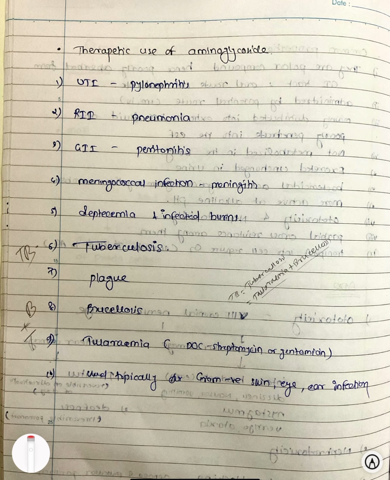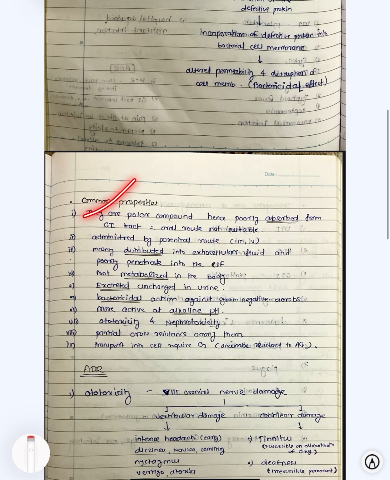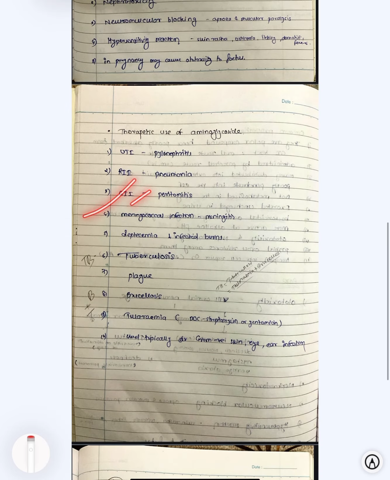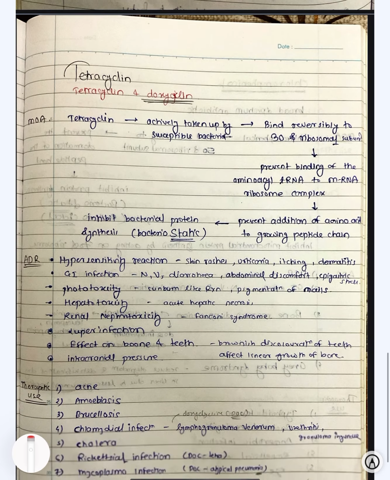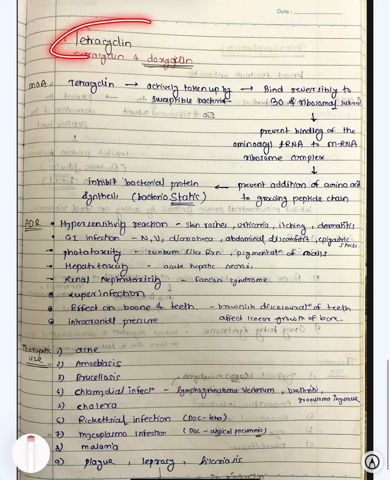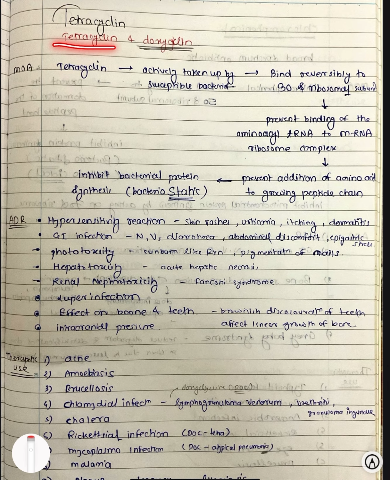So this is all about the aminoglycoside: the mechanism of action, common properties, adverse drug reaction, therapeutic use, everything. After aminoglycoside, now we will see the tetracycline. Tetracycline is a short topic. The examples of the tetracycline group are tetracycline and doxycycline.